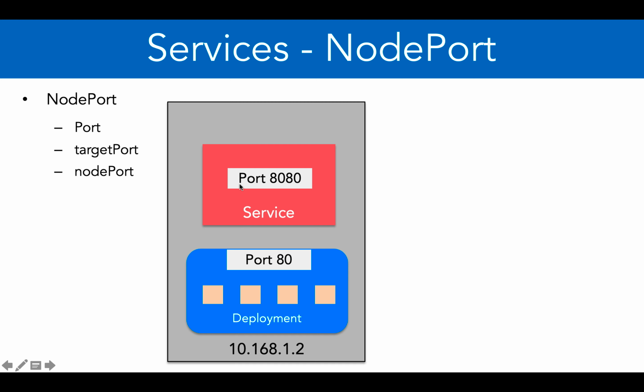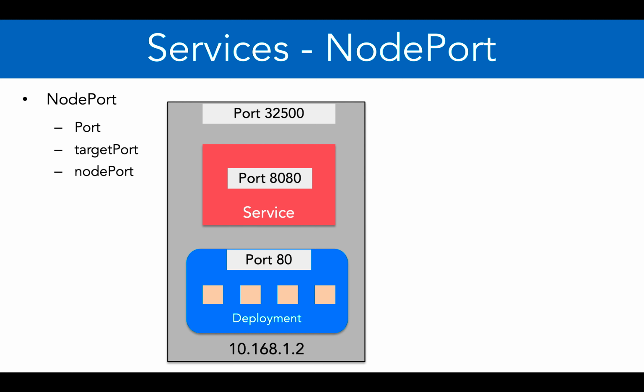So in this case, port would be port 8080. Target port is actually the port which is being exposed by the application in the container. Finally, we have node port. Node port is actually the physical port on the node or on the host. In this case, the host address is 10.168.1.2. So this is how the mapping happens.